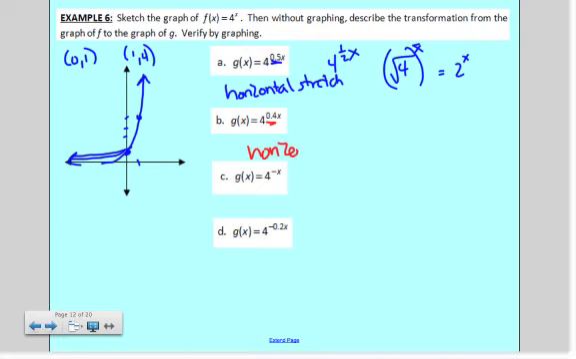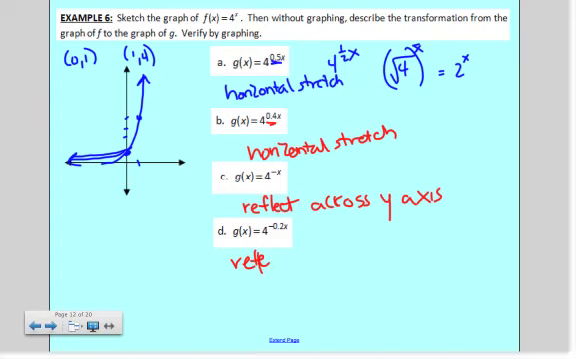That means that to have the same y value, I have to have an x that's actually 2.5 times bigger than it really is, because 0.4 is 4/10, which is 2/5. This one has a negative, so you're going to reflect across the y-axis. And this one, letter D, is going to reflect across the y-axis, and it's also going to be horizontally stretched.